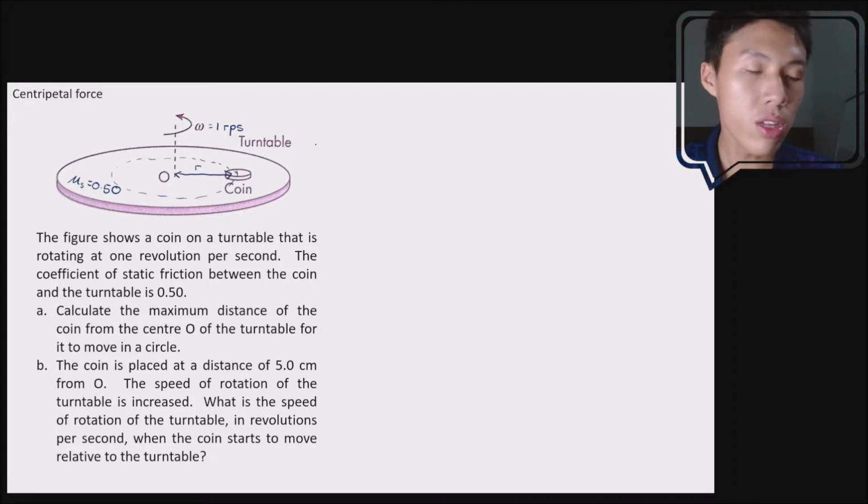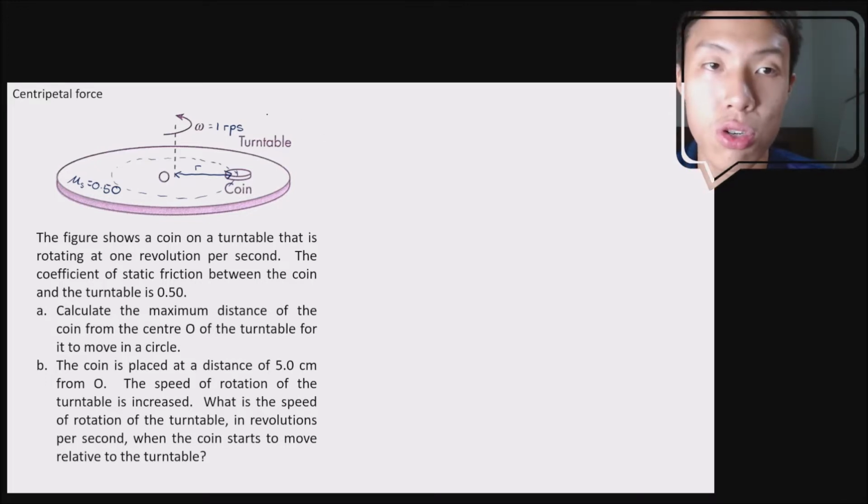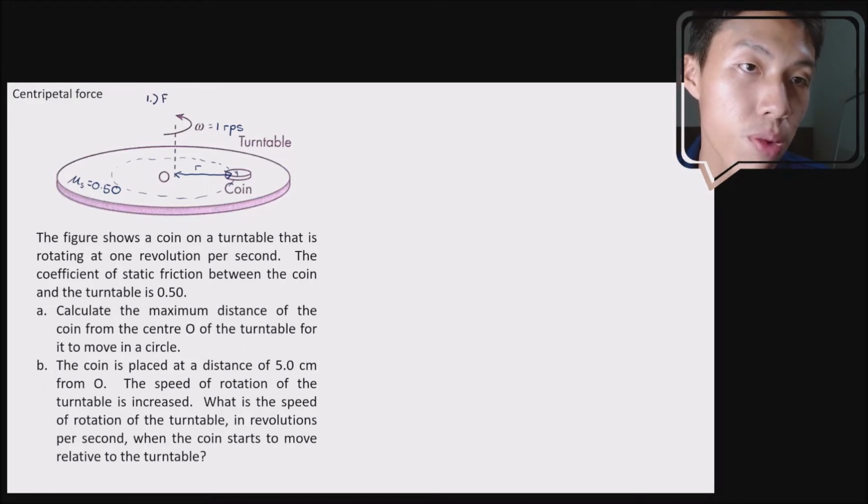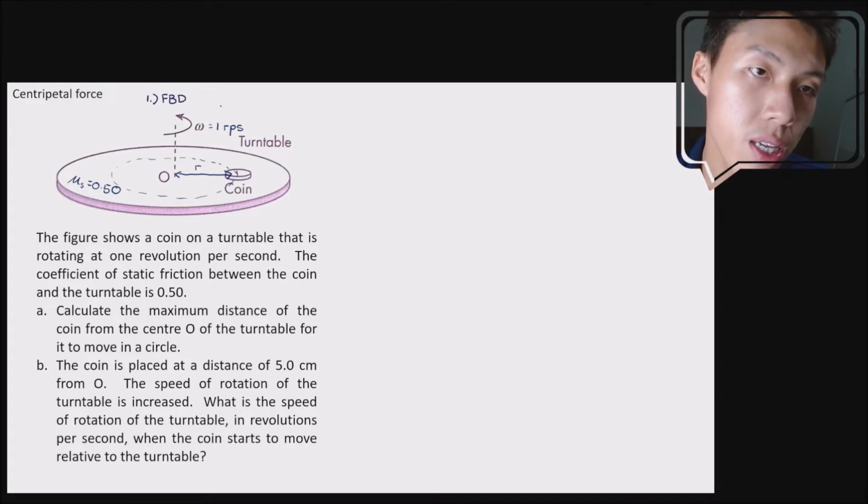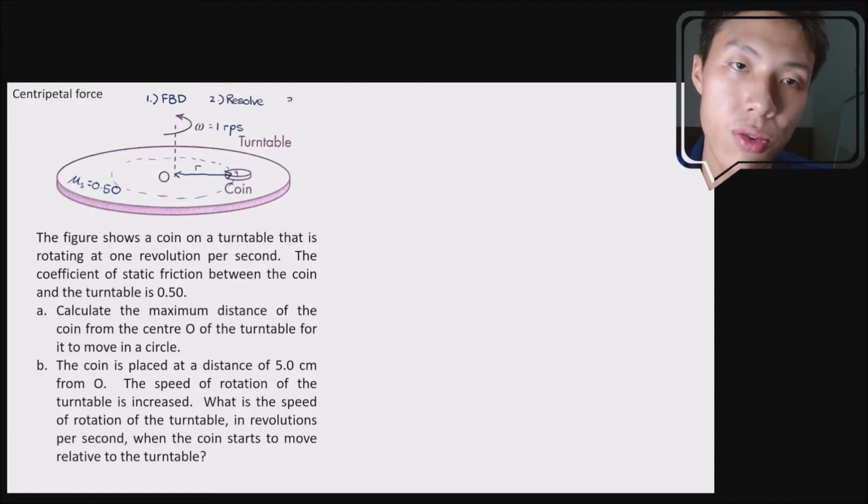Okay, so let's try to sketch a free body diagram as usual. Let me write down the 5 steps first. The first step will be to sketch a free body diagram. Then after that, to resolve the free body diagram. Once you have already resolved it, you look at the x and y axis to choose what equation to use.